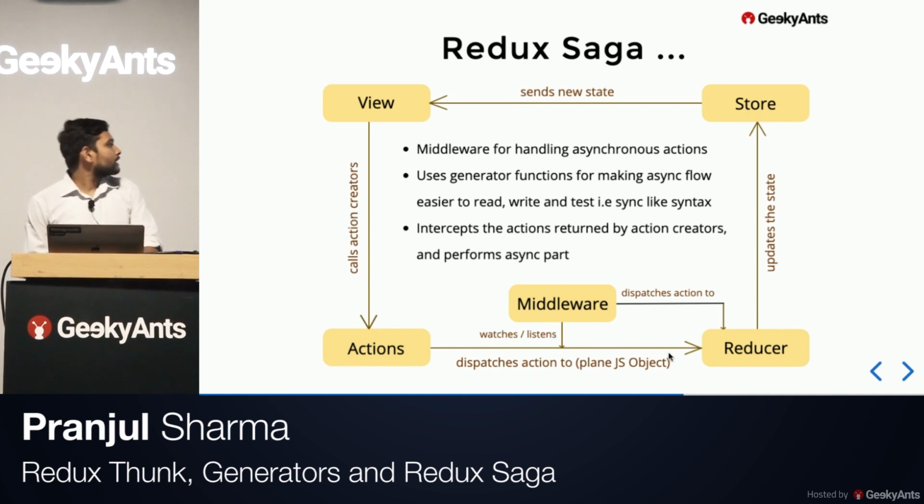Now because of generator functions, our code looks more synchronous and hides away the asynchronicity of the application, and the other flow remains the same. Our action creator becomes pure again. We'll see that in action.